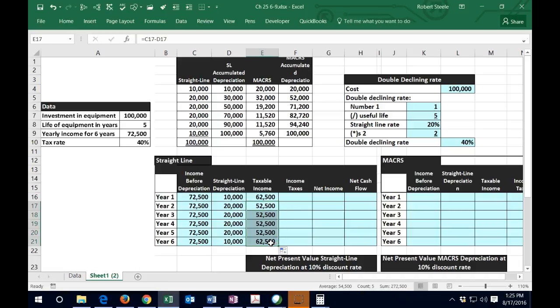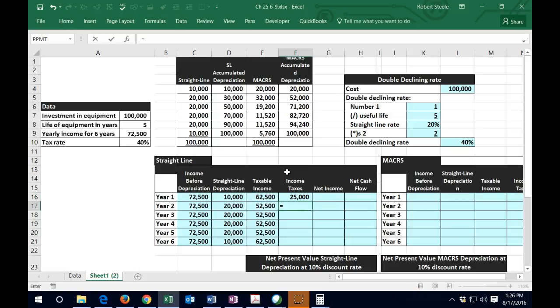And there we have that all the way. And then we've got the income tax. So remember, the tax is 40%. We're assuming a 40% tax rate. So if that is taxable income, then we're going to take this 62.5 times 0.4 for 40%.